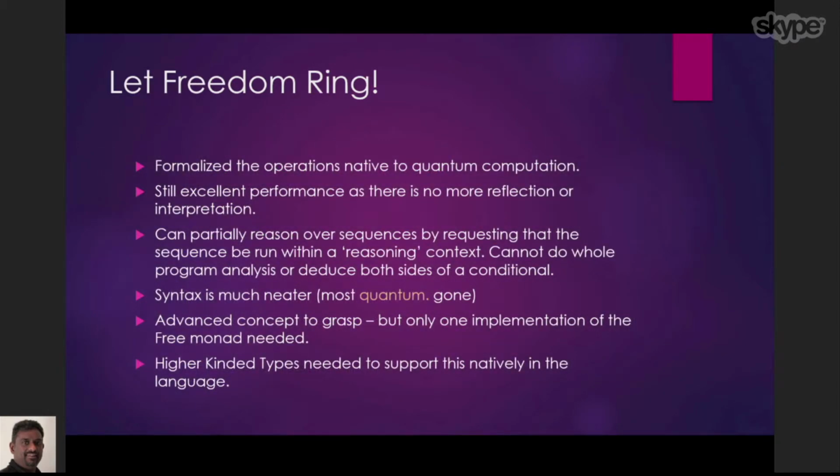What we've gained is we've formalized the operations that are native to quantum computing. We haven't sacrificed any performance for doing that. We can kind of reason over what the sequence looks like, but really we can't ask the program to analyze itself. We can't look at the whole program and get a sense of how many qubits it's going to take, or how many sequence of operations it's going to run, and so on and so forth. But this was an improvement in terms of clarifying the approach that we wanted to take.